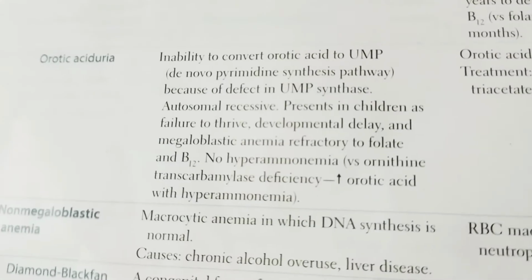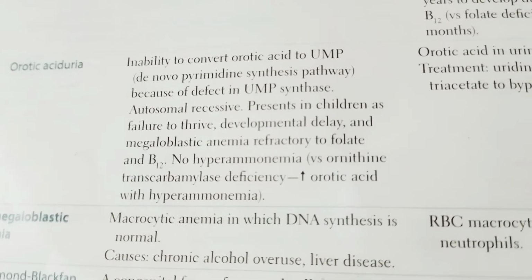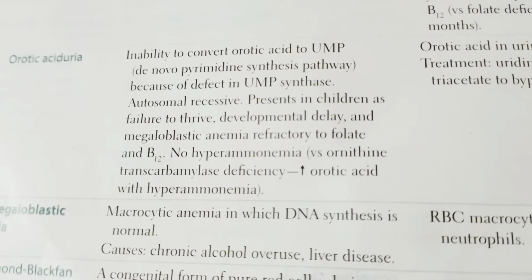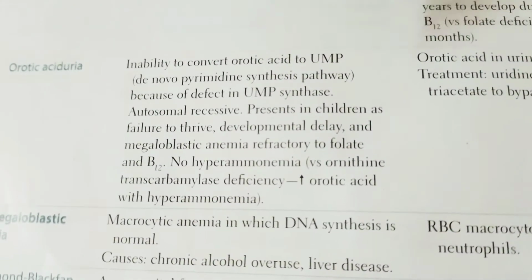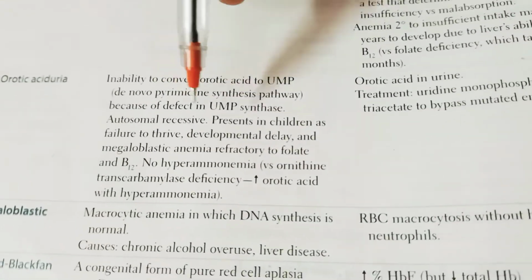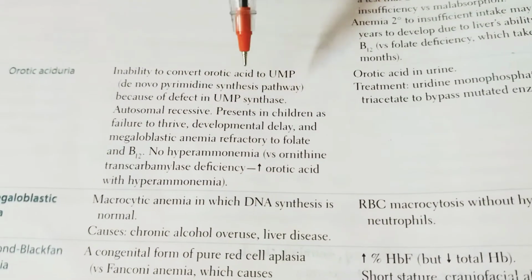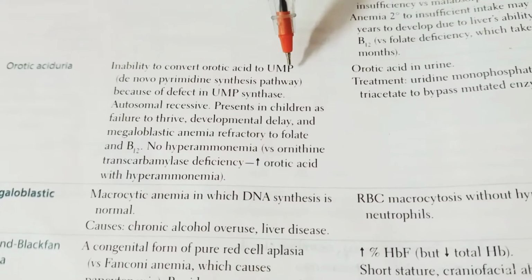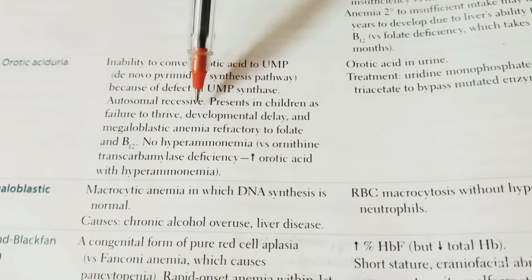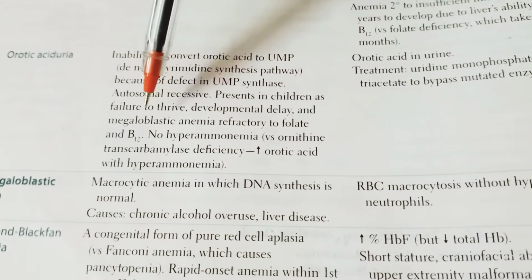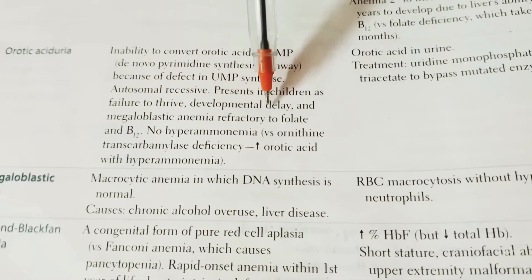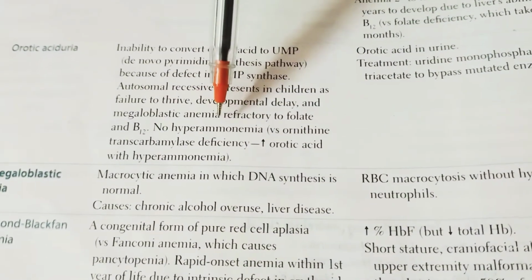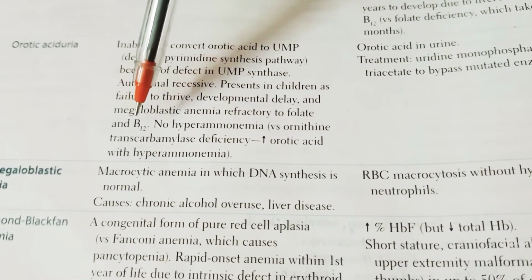Now coming to orotic aciduria. Actually, it is an inability to convert orotic acid to UMP. So here there is a defect in UMP synthesis. Because of that, you can see here it is unable to convert orotic acid to UMP. It is autosomal recessive. It presents in children as failure to thrive. There will be developmental delay and also megaloblastic anemia, which is refractory to folate and B12.